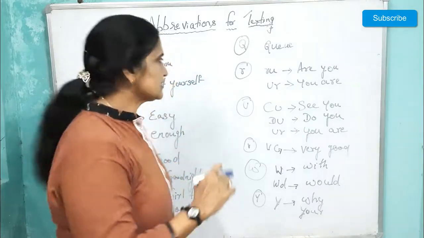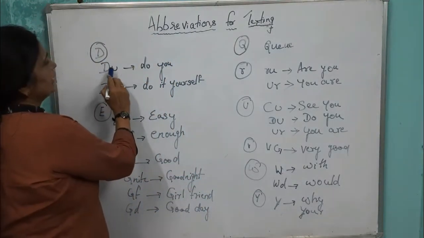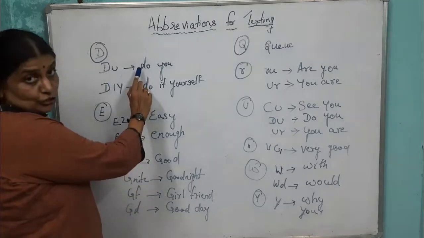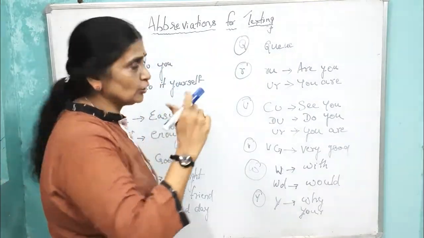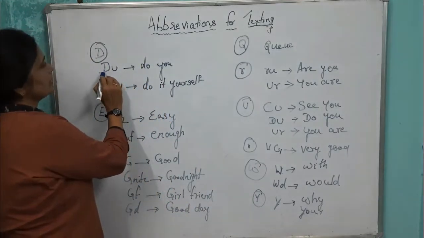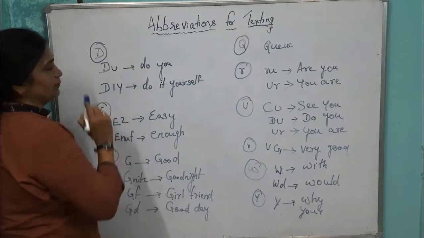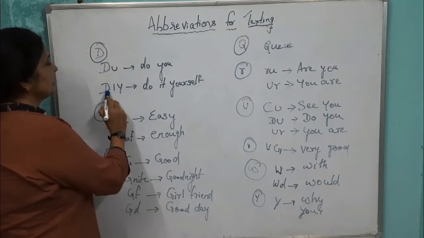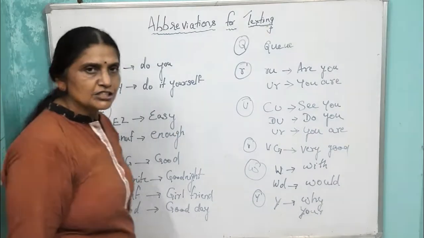Okay, the next letter is D. DU stands for do you. Instead of writing the whole words do you, you can just message or text DU. Okay. Now DIY. What does it mean? DIY, do it yourself.